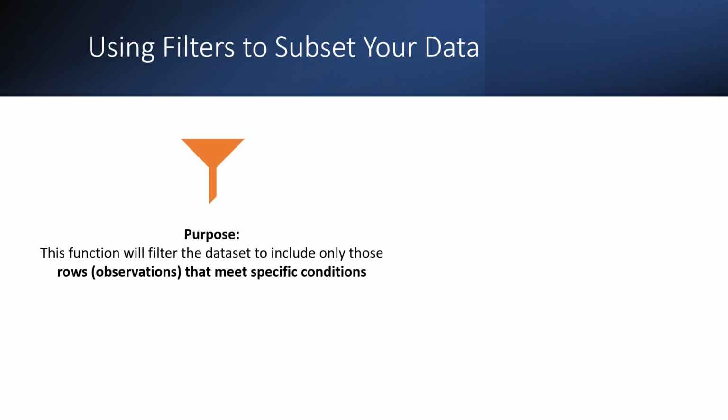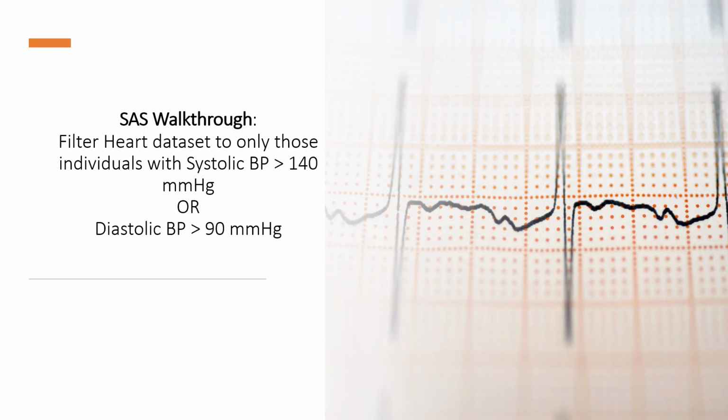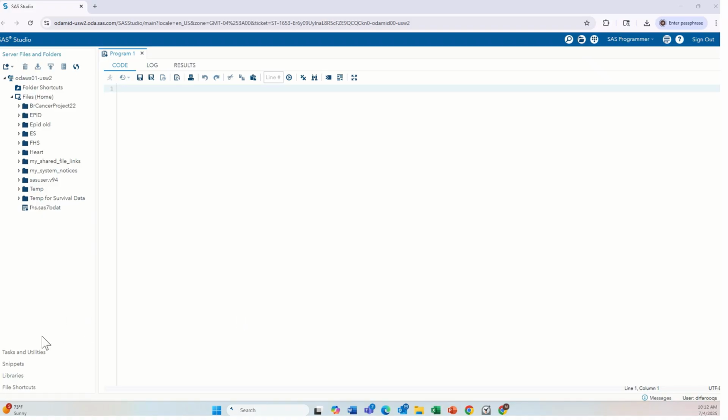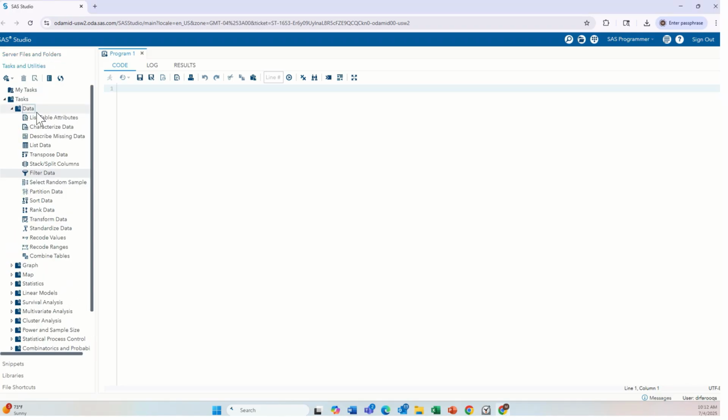This function filters your data to include only rows that meet certain conditions. For example, you can filter for individuals with systolic blood pressure over 140 or diastolic over 90 millimeters of mercury. Go to Task and Utilities, open Data, and then click on Filter Data.